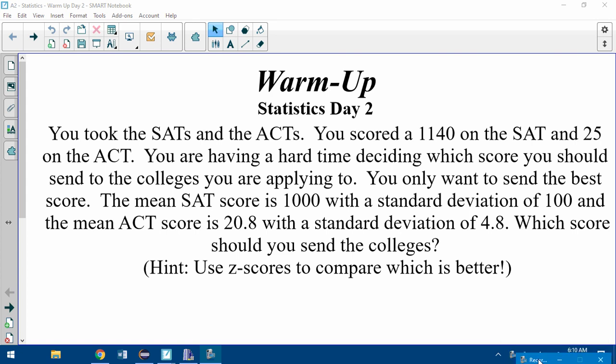Hello and welcome to day 2, some more normal curve today. I'm not going to go over any of the homework questions. Most of you seem to get it totally fine. If you do have questions, I will answer them individually. But let's start with this warm-up.